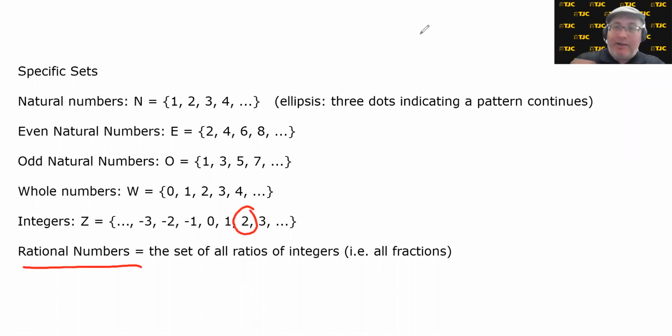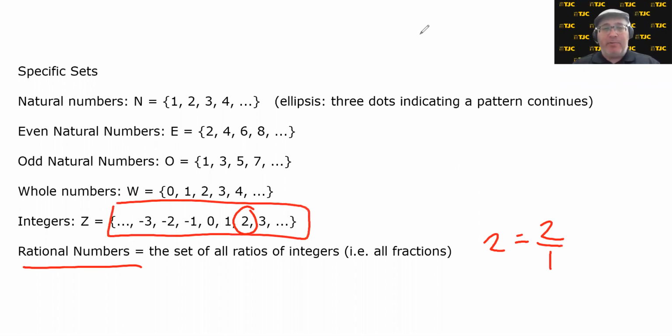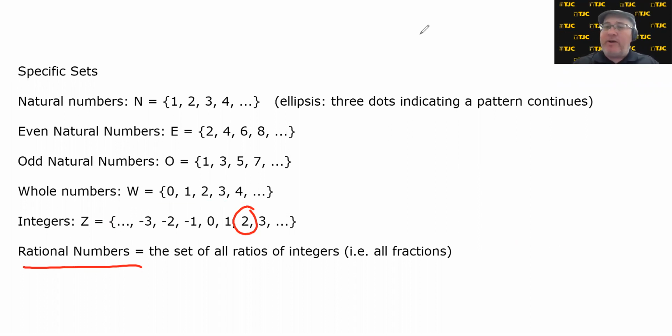is technically an element of the rational numbers. Why? Because I can write it as a ratio of integers, 2/1. In fact, every number in here I can think of as a fraction by simply putting it over 1, which means every number in the integers is also a rational number. When we talk about subsets, we'll talk about the fact that the integers is a subset of the rational numbers.